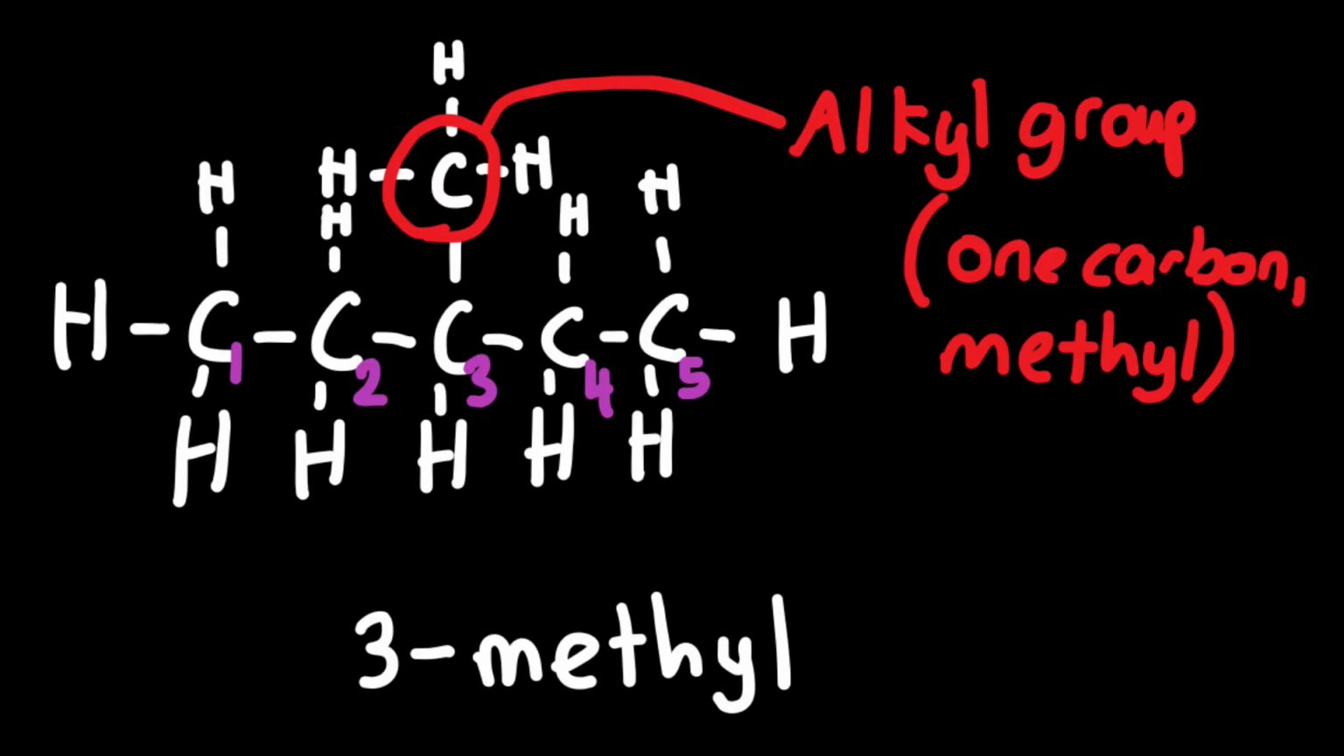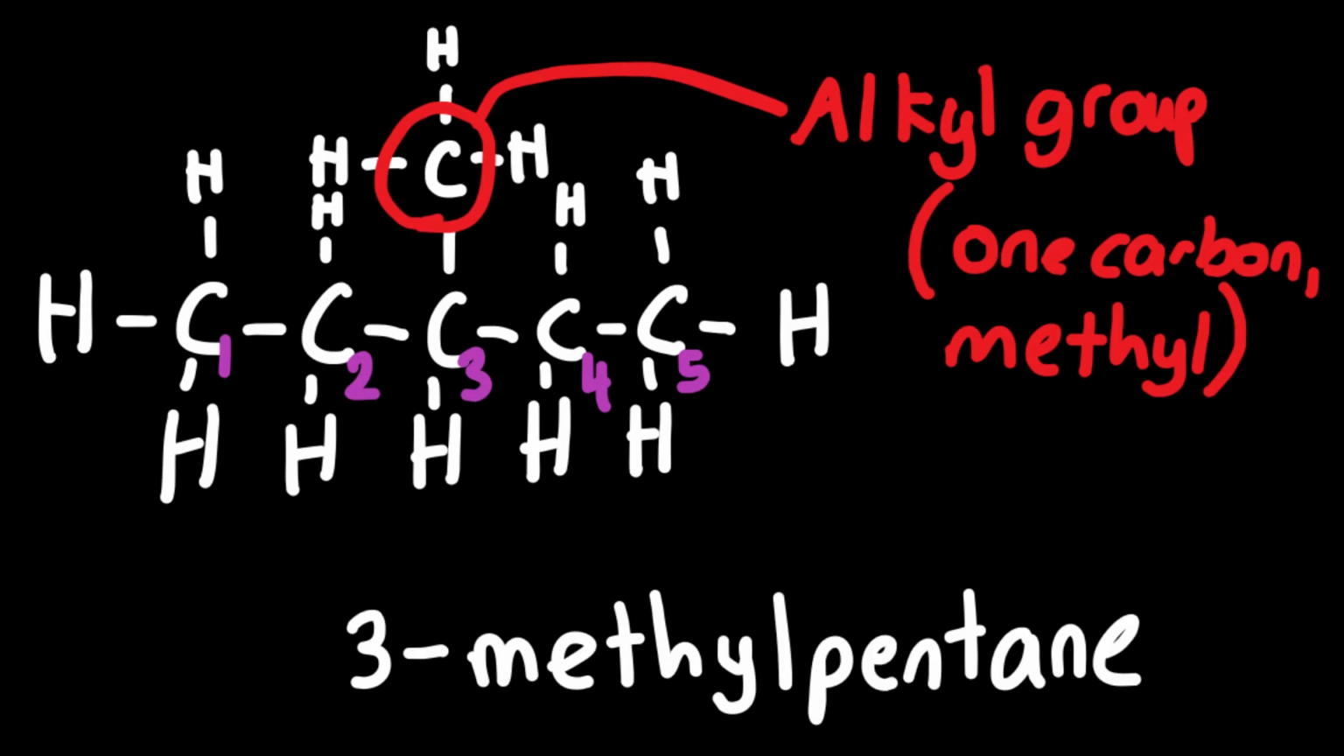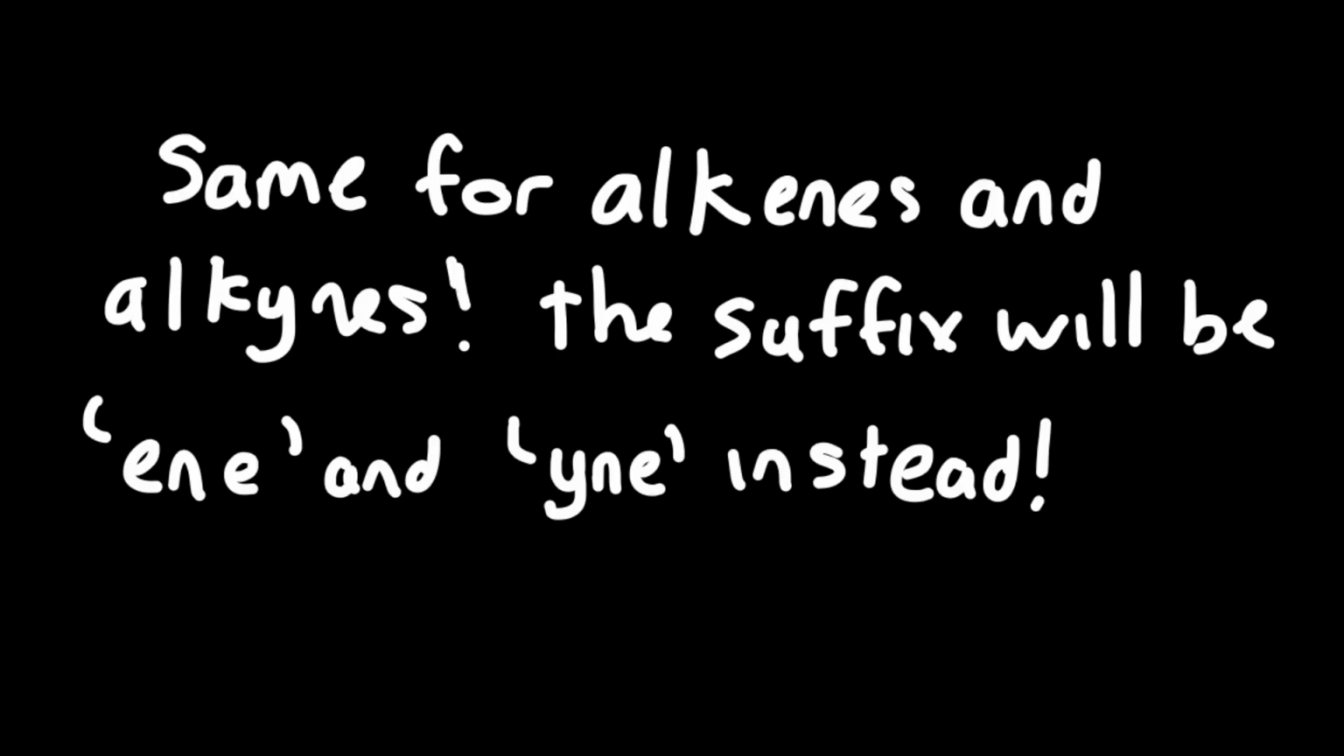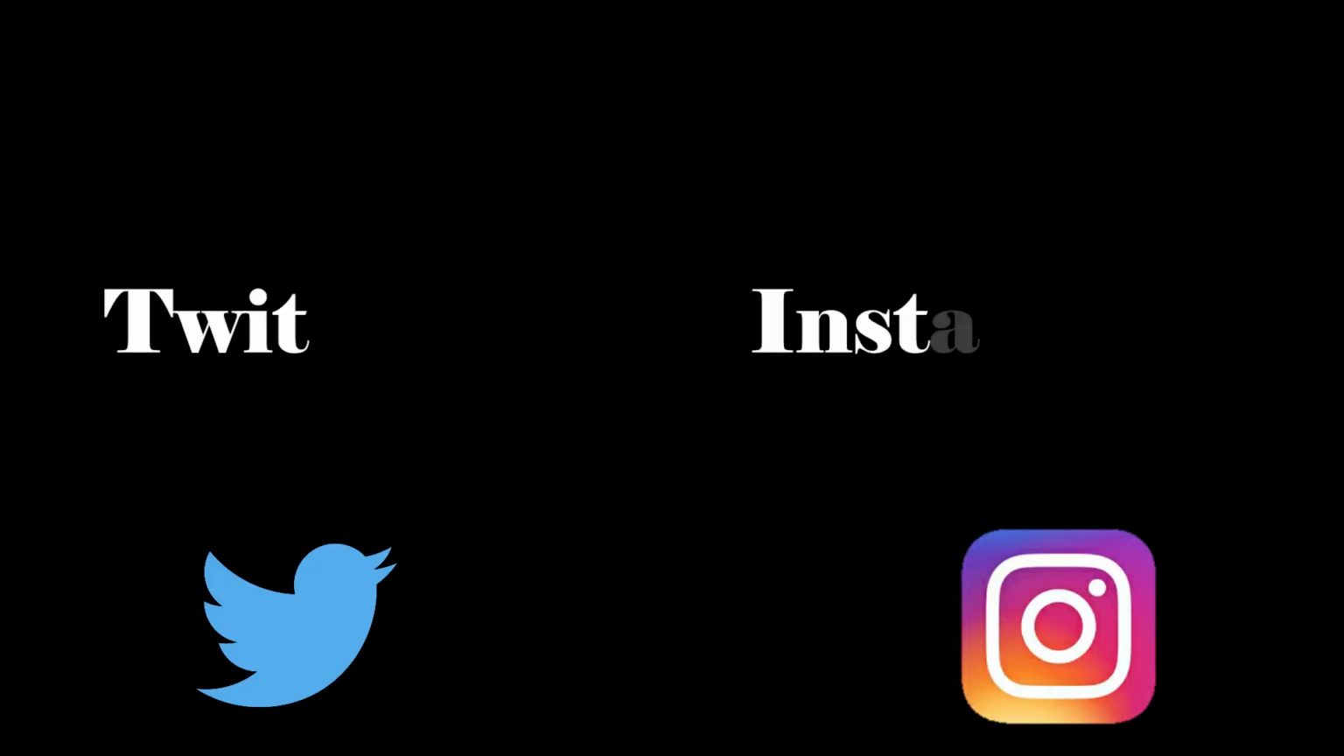Since there is a singular carbon on the third carbon in the chain, it is a methyl group. You name it by writing 3-methyl, the 3 meaning it is on the third carbon, and methyl telling you what is on that carbon group. Combining these together, you get 3-methylpentane. The same naming system will be the exact same for alkenes and alkynes, with the only difference being the suffix "-ene" and "-yne" respectively. This will be it for today's video.